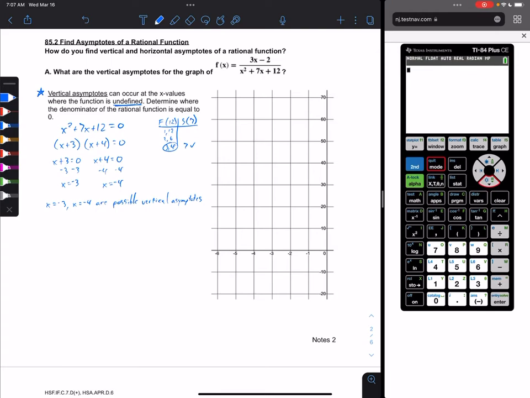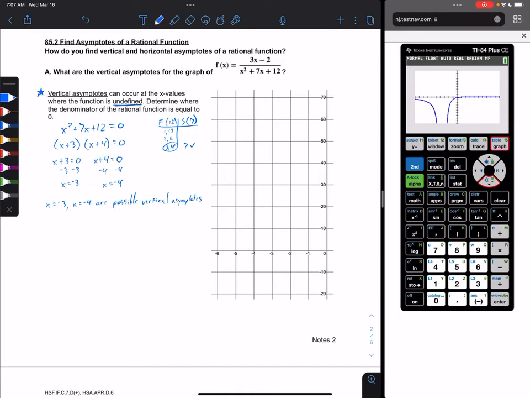So I'm going to go to y equals, put your numerator in parentheses, so 3x minus 2, and then we're going to divide by our denominator. Again, make sure it's in parentheses. So x squared plus 7x plus 12. Always check to make sure, see I missed the x here. So check to make sure that you typed the function in properly, otherwise all the work will be for nothing. So 3x minus 2 divided by x squared plus 7x plus 12. So this all checks out.